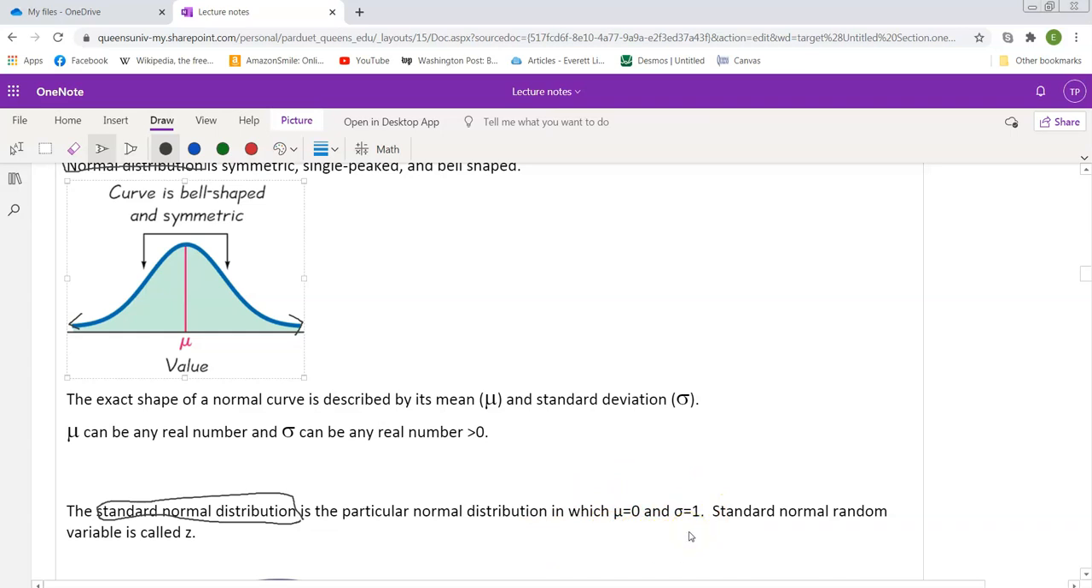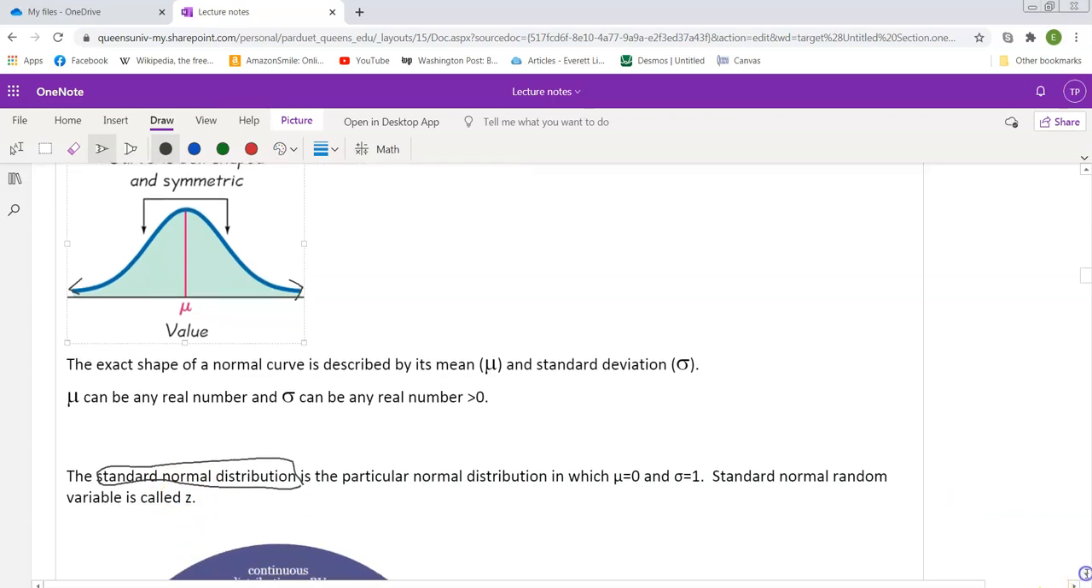For all the other normal distributions and just about every random variable, we'll call them x. But the standard normal random variable is called z. So whenever you see z, you can assume that's the standard normal. And whenever you're working with the standard normal, you do have to use that letter Z.